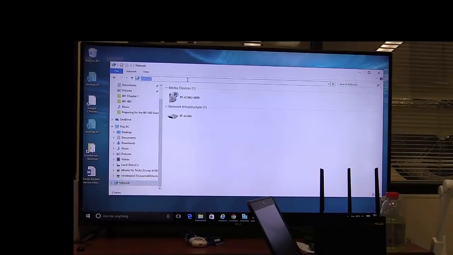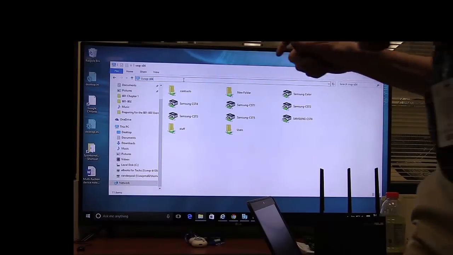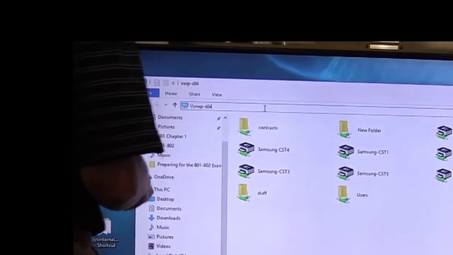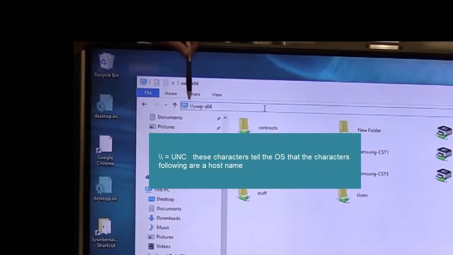But in networking, when I use the UNC and I type in VWP SO4, what is it I'm seeing? Devices. First of all, remember this: when I make that notation and put in // VWP SO4, what is that telling, what is that? Universal naming convention? It is, the // is the universal naming convention.